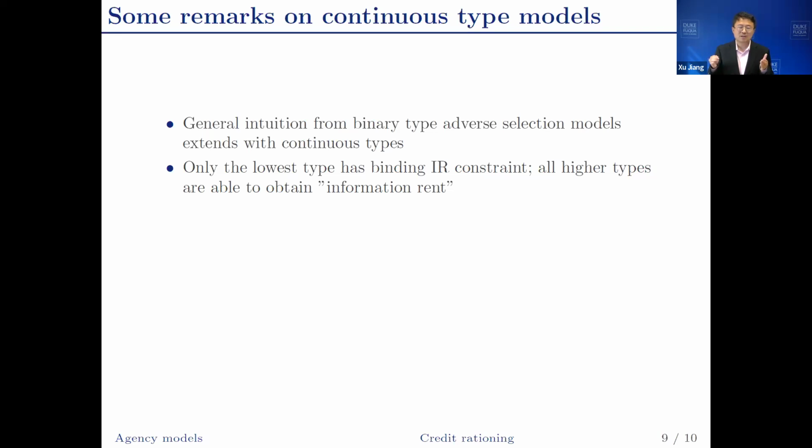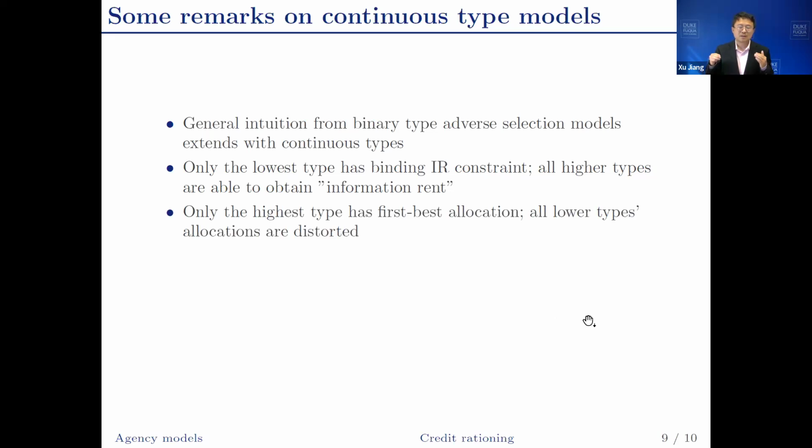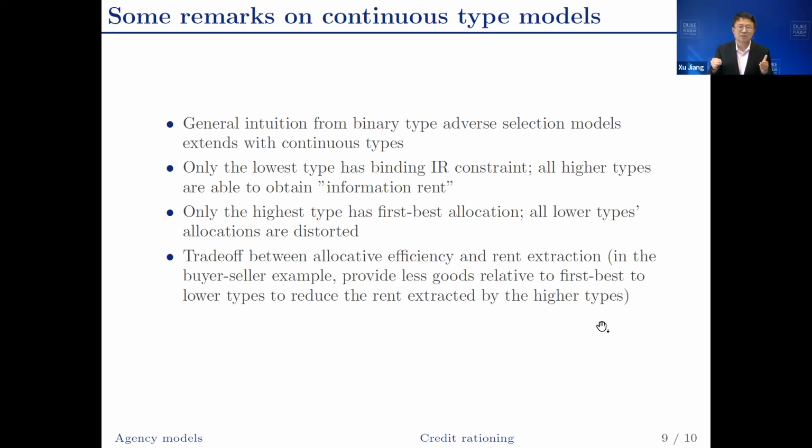Recall that in the first best, if we assume that the principal has all the bargaining power, then all the agents, regardless of their type, obtain their reservation payoff. So under adverse selection, all higher types can obtain some information rent. And only the highest type has an undistorted allocation. Their allocation is the same as the first best. All lower types' allocations are distorted to prevent the highest type from mimicking those lower types. And there is a trade-off between allocative efficiency and rent extraction.